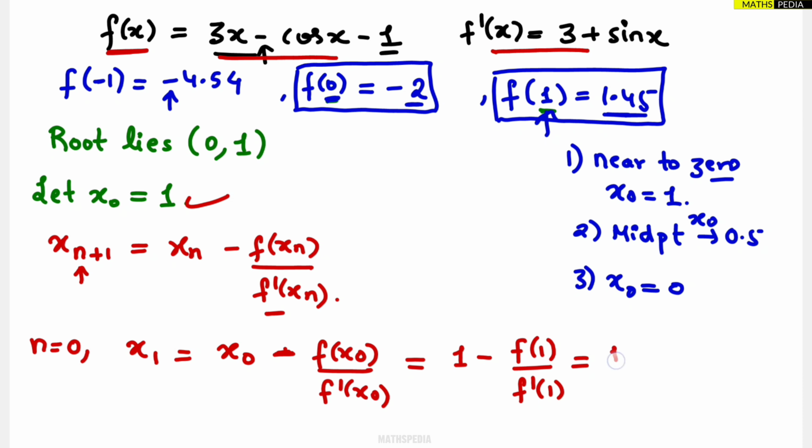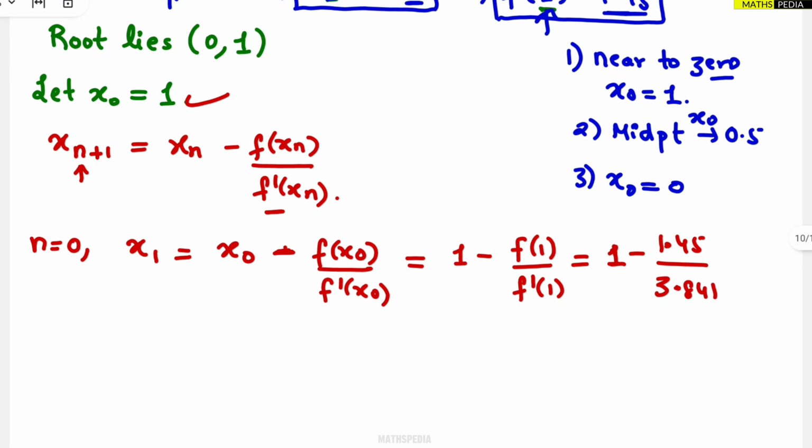So when you substitute 1, what will happen? You will be getting the value, all you can substitute in the calculator. You will be getting 1.45. You can take up to 2 decimal places or 3 decimal places. 3 will be better. If 2 is also fine. Most of the questions will mention up to 3 decimal places, 4 decimal places like that. Okay. This is 3.841. After substituting, you'll be getting the x1 value as first iteration. We are getting x1 value as 0.6224. Okay. We are done with the first iteration.